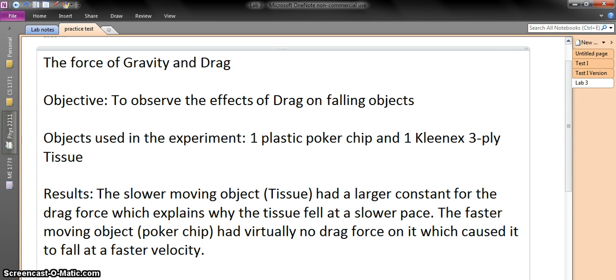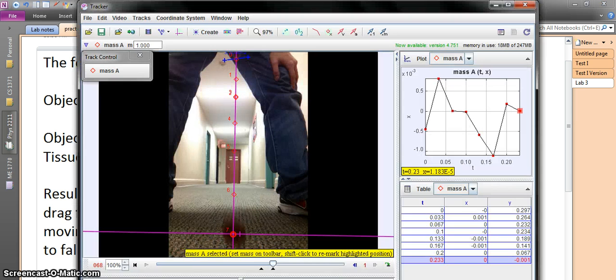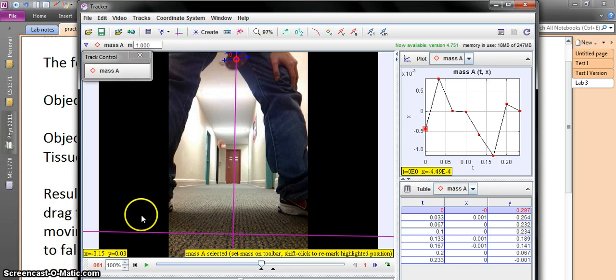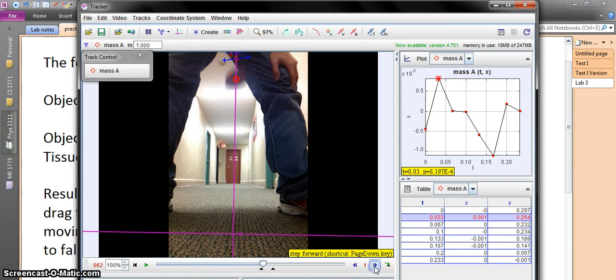I used tracking software in order to record and analyze the falling of the poker chip and the tissue. The poker chip was about 11.5 millimeters wide, which I measured up here, and I converted that into meters in order to get accurate data for this experiment. Using tracker software, I was able to pinpoint the middle section of the poker chip each frame as it fell, which lasted about 7 frames.